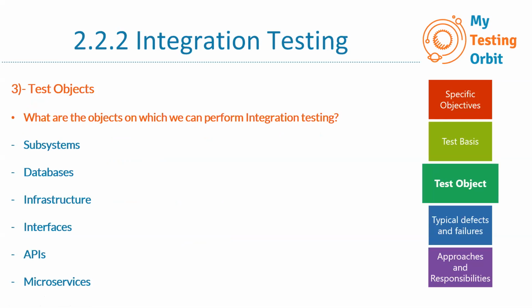The third one is test objects. In this one, we will be covering what the objects are on which we can perform integration testing. We need something to perform integration on. So the first one is subsystems. Integration of two or more components of a system forms a subsystem.